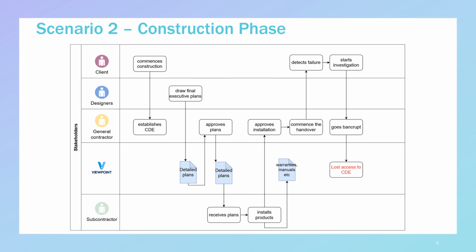In the construction phase, common data environments are usually established and managed by general contractors, which are used to exchange drawings and other documents between the stakeholders. But in case something happens to the general contractor company, such as it going bankrupt, the common data environment is suspended and there is a lack of access to the data.